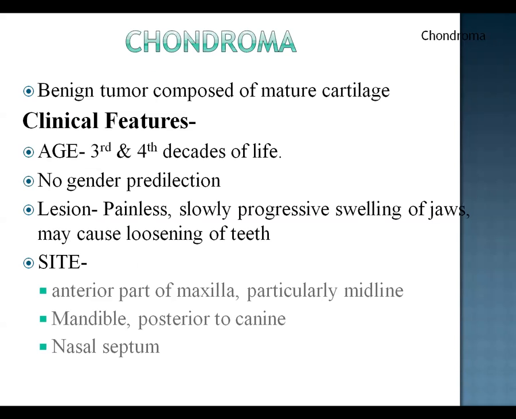Chondroma is a benign tumor composed of mature cartilage. Clinical features: age, third to fourth decade of life, no gender predilection, lesion painless and slowly progressive; swelling of the jaws may cause loosening of teeth. Sites: right anterior part of the maxilla, particularly the midline, mandible posterior to the canine, and nasal septum.